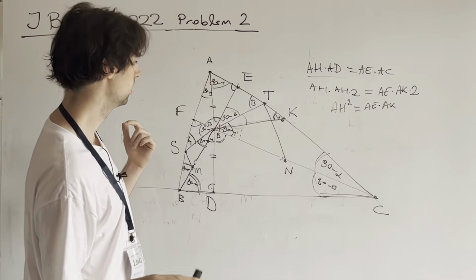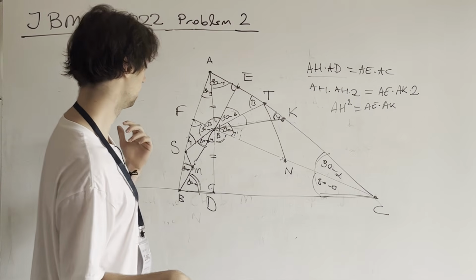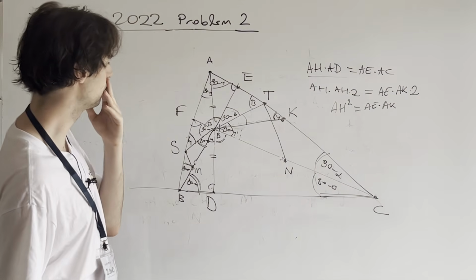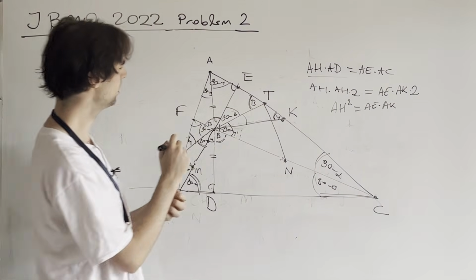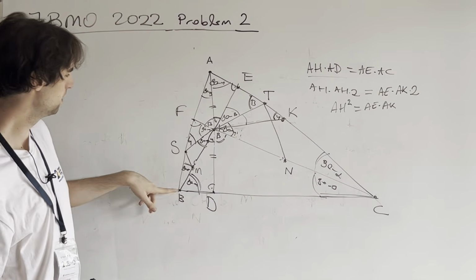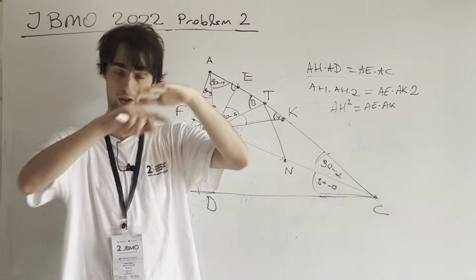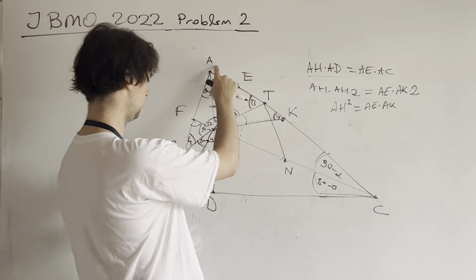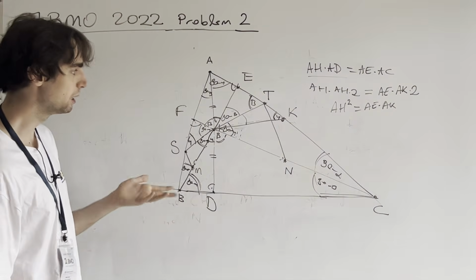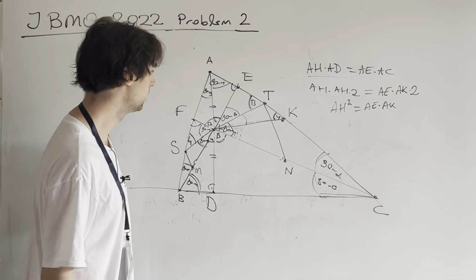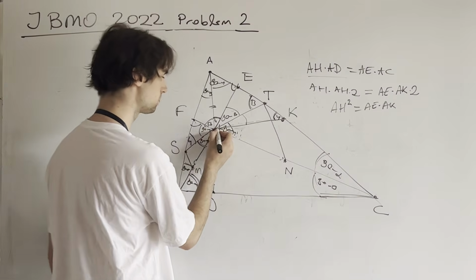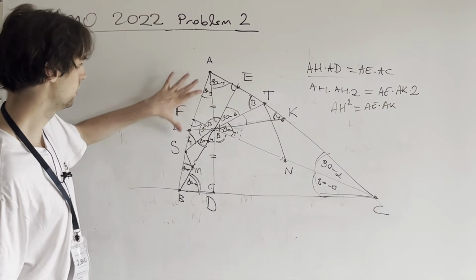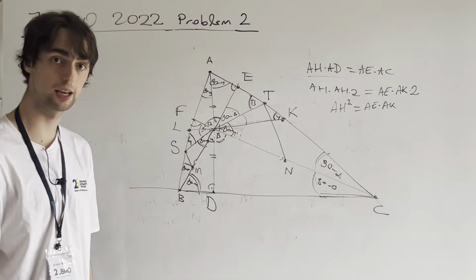Maybe look at, is there anything with CH times this? Can I have anything with that? Also, this is beta. And wait a second, if this is beta, then B, S, T, C are concyclic. So I have AT times AC is equal to AS times AB. Maybe there's something to do there as well. If I now put in the other midpoint here, call this K, call this L, I also have AL times AS is AT times AK.